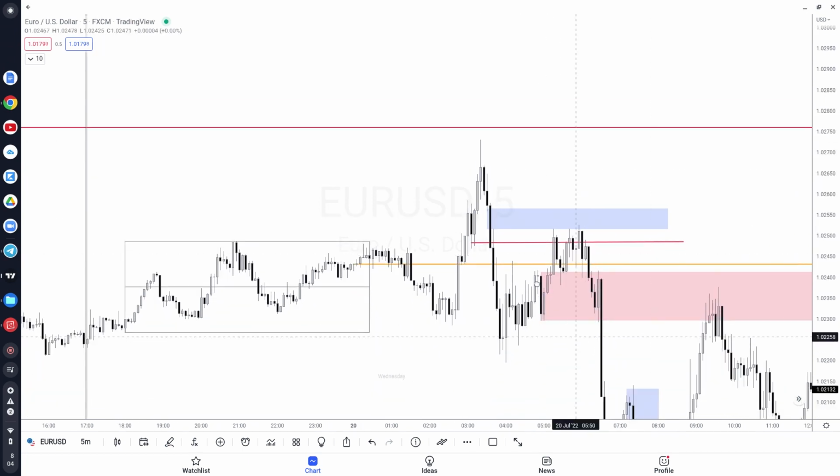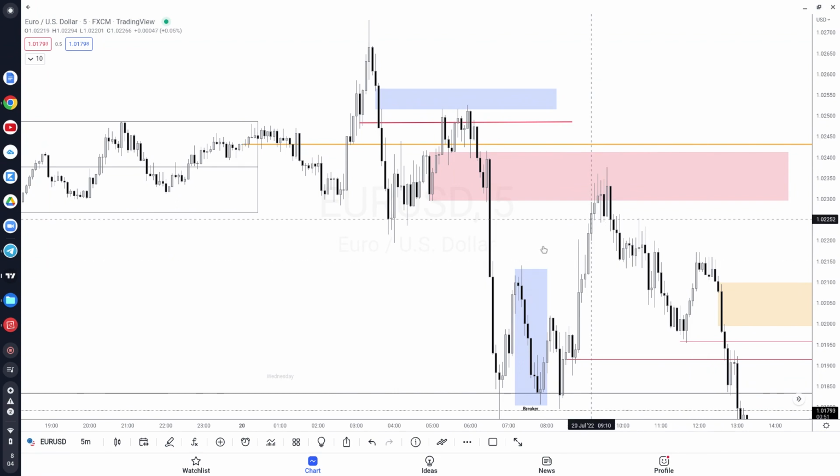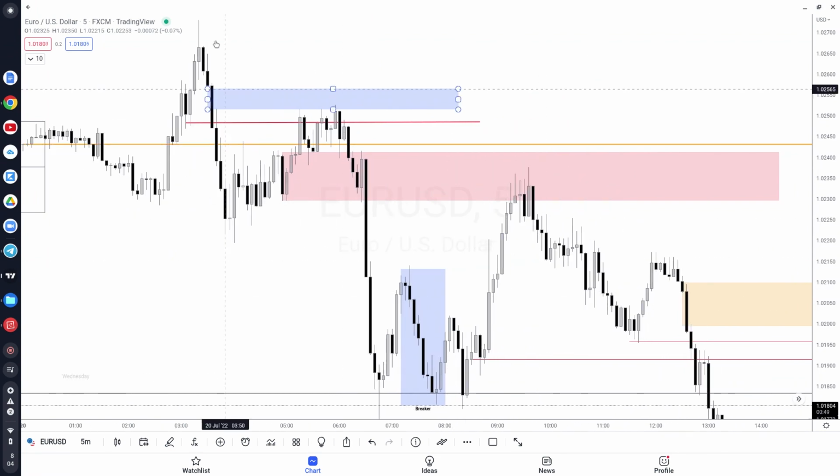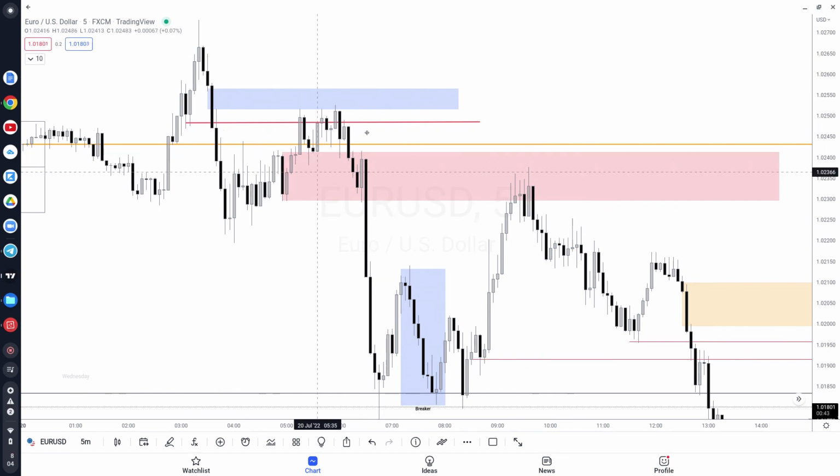Of course, you would cut down your RR, but you don't have to be worried about price just tapping here and then continuing lower. But nonetheless, we see price push up. Here is a breaker. Here's a breaker, it has imbalance on this side, and then I want to say on the lower time frame we should be able to see something here. But here's a breaker.